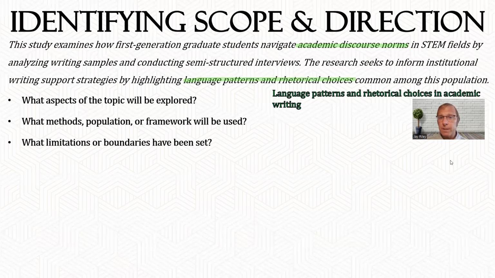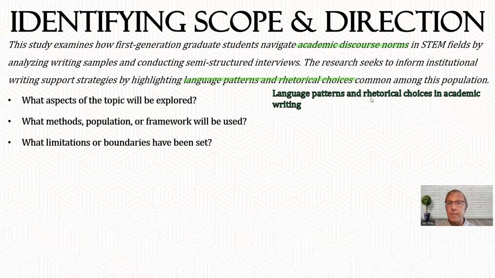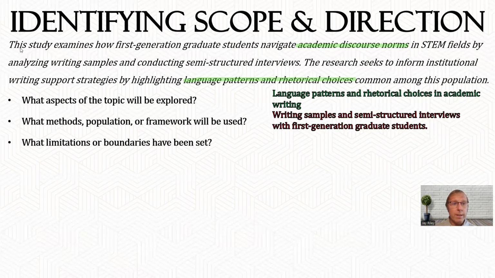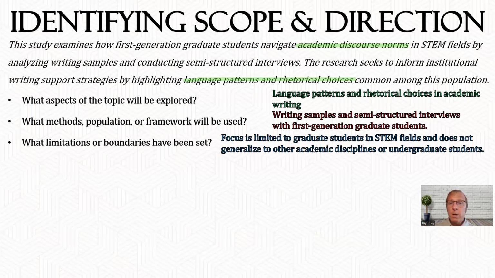Right there. Okay, language patterns and rhetorical choices in academic writing. What methods, population, or framework will be used? Well, he talks about writing samples and semi-structured interviews. What's the population? First generation graduate students. What are the limitations or the boundaries? Well, it's limited to grad students in the STEM field.